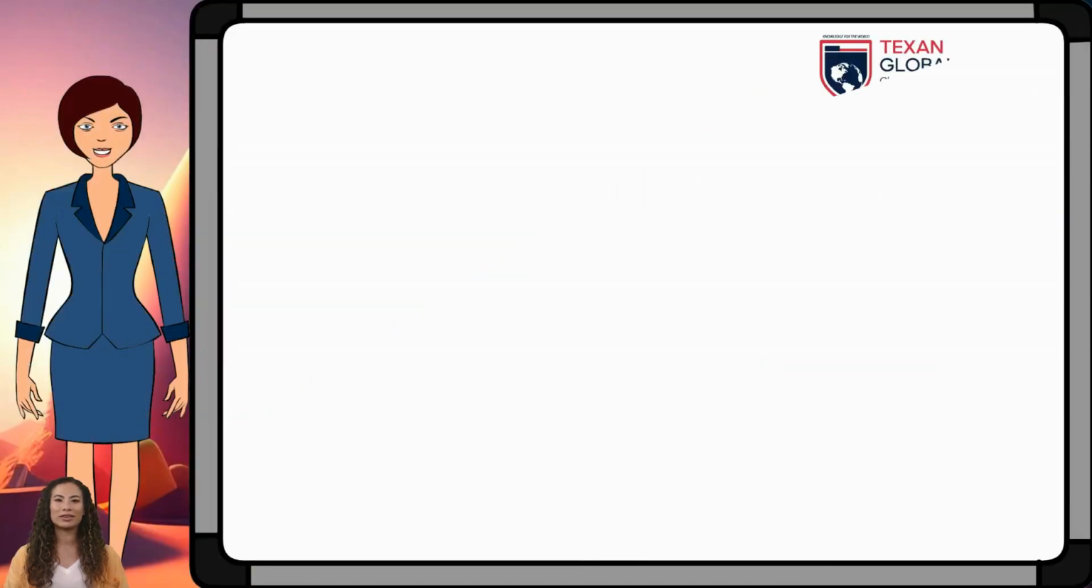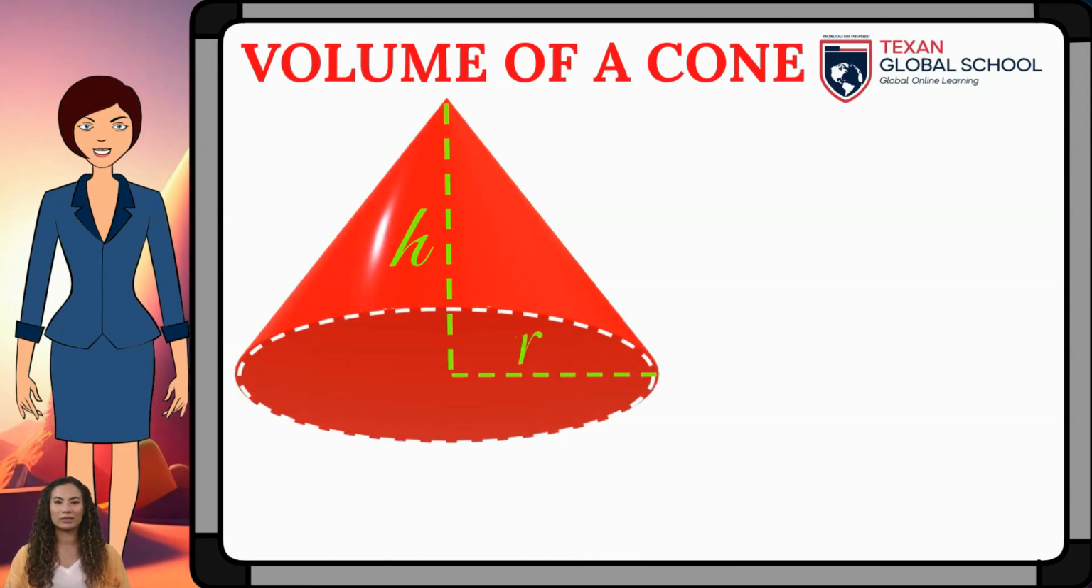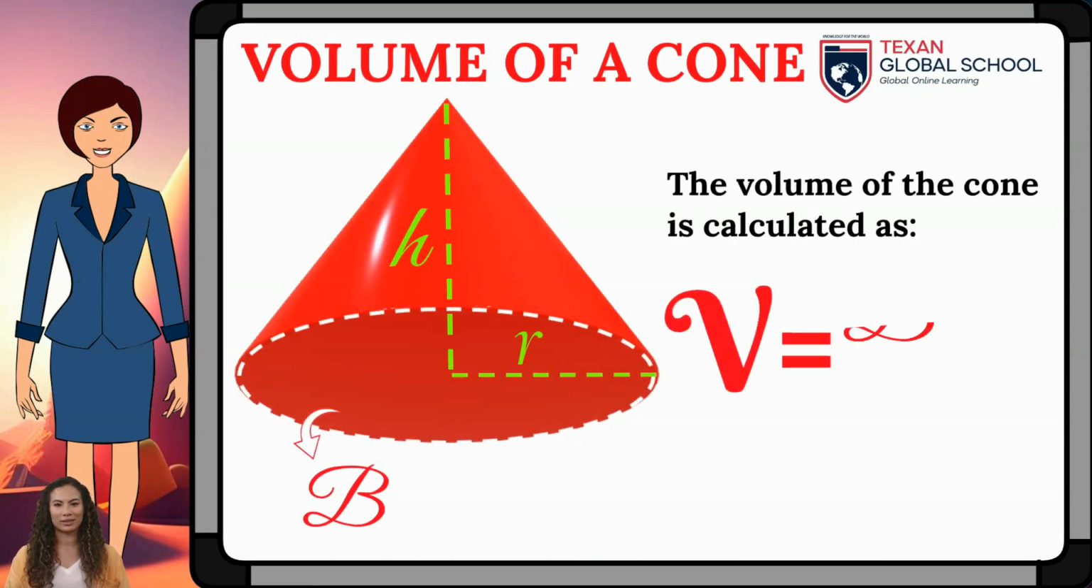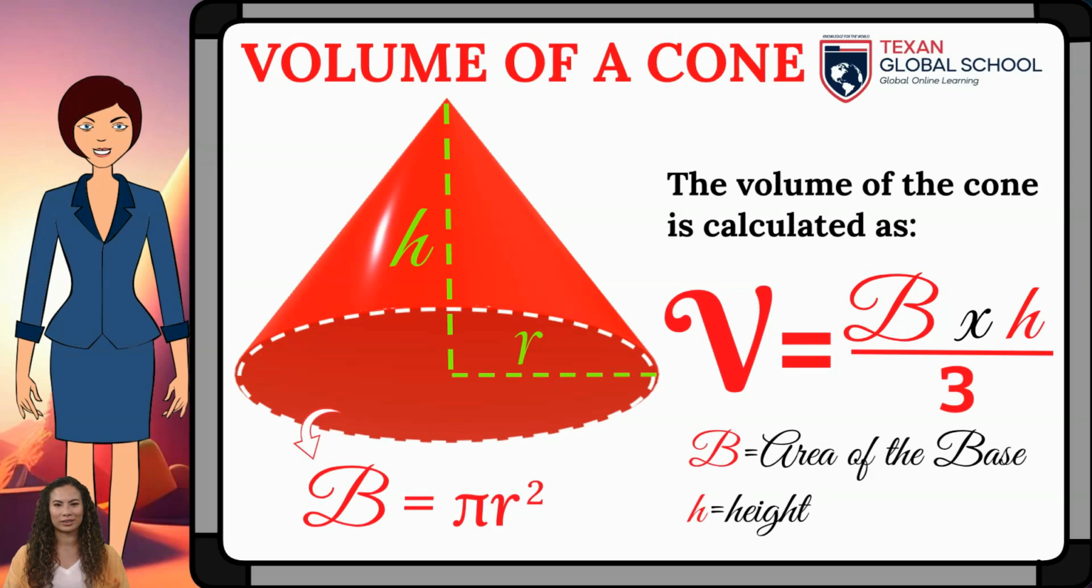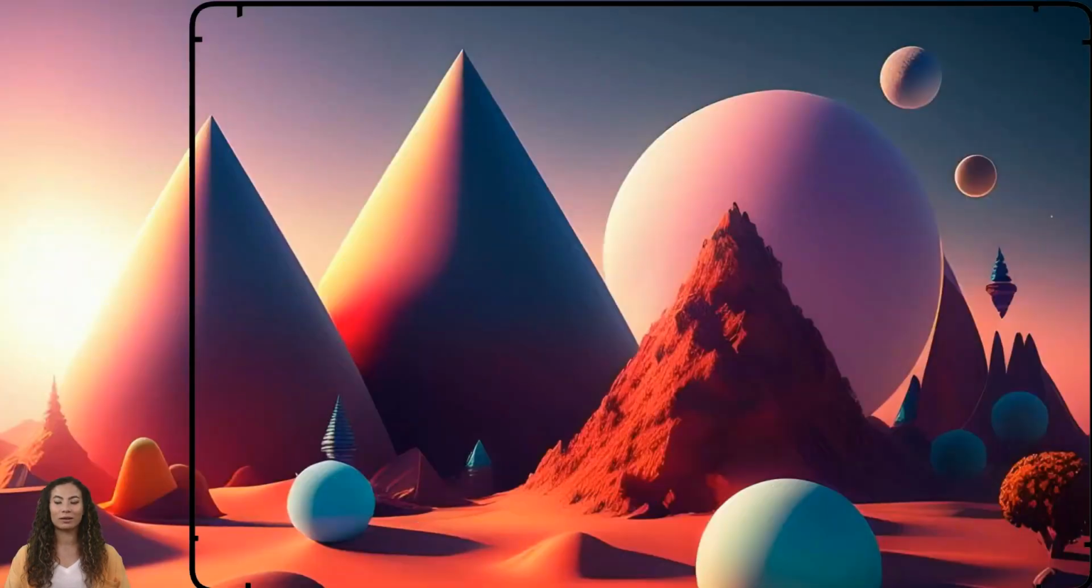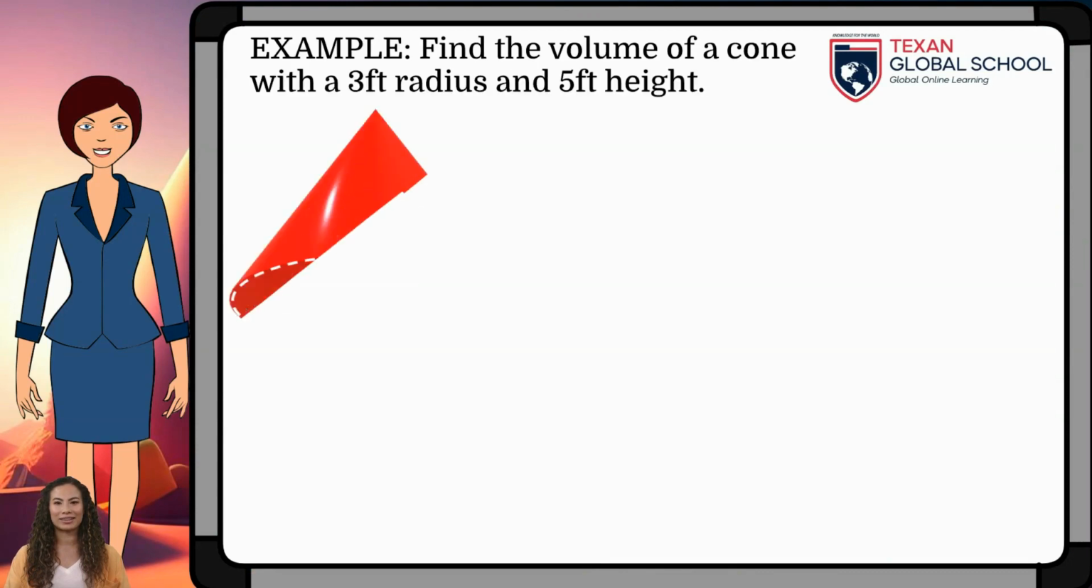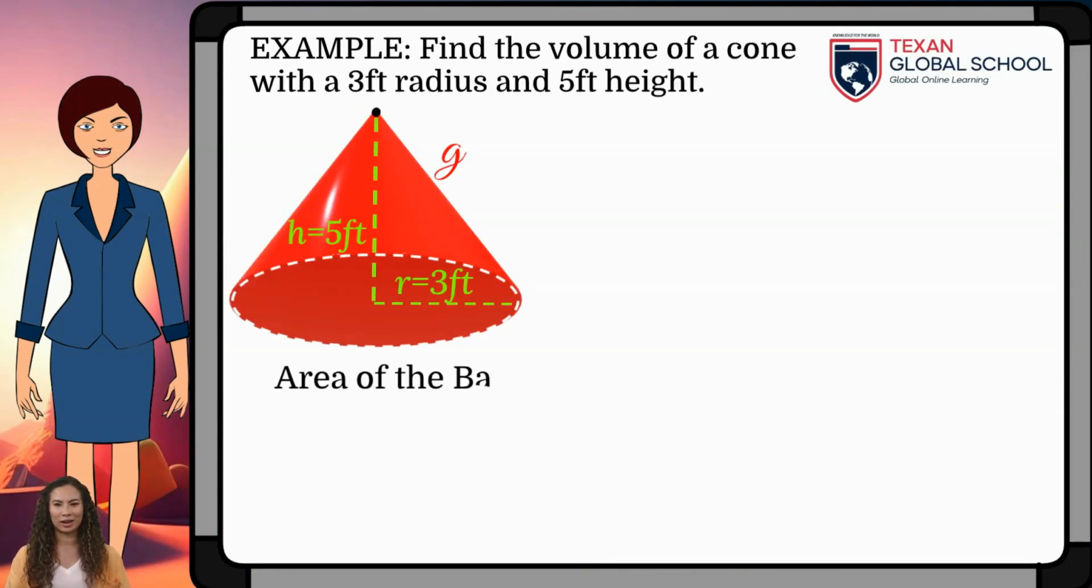In previous classes, we saw that the volume is the quantity of space enclosed by the surfaces, which bound a solid. The volume of a cone can be calculated the same way as a pyramid, but considering a circular base. Hence, the volume of a cone is the area of its base, pi times the radius squared, times the height divided by 3. Let us calculate the volume of the previous cone.